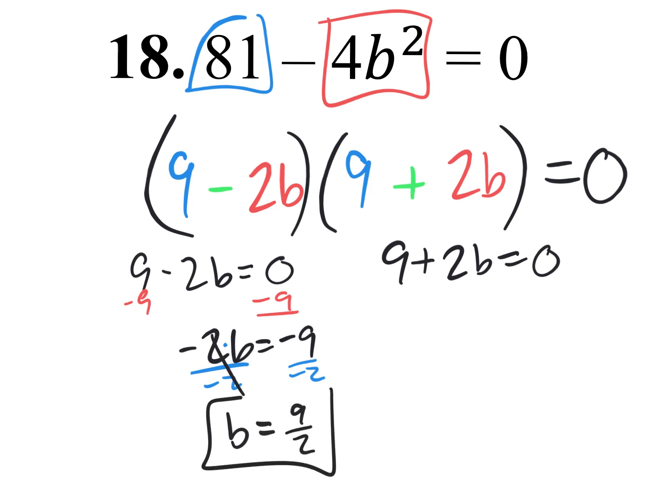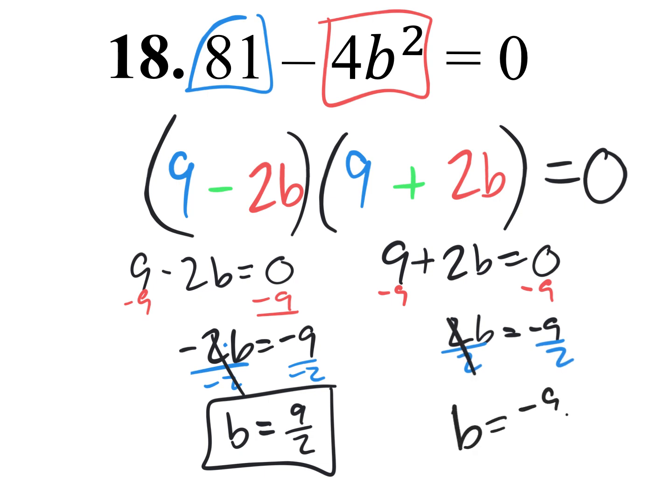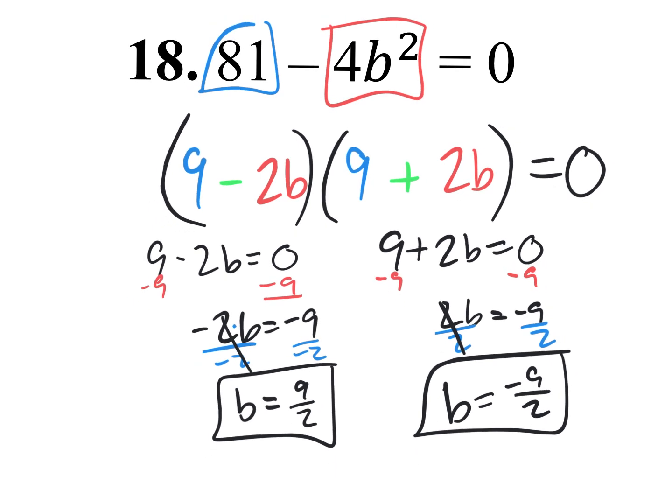I mean, you could have technically written that as 4.5, but I'm going to leave it as an improper fraction, positive 9 over 2. Let's do the other one. Subtract 9, subtract 9. You end up with 2b equaling negative 9. And then we're going to divide by positive 2, divide by positive 2, and you will get b equals negative 9 divided by positive 2. So there are your two answers, positive 9 halves and negative 9 halves, or positive 4.5 and negative 4.5.